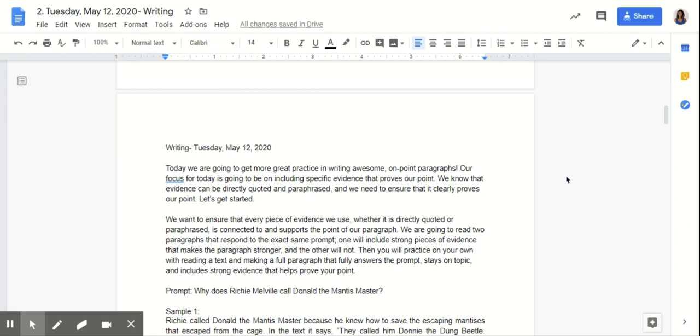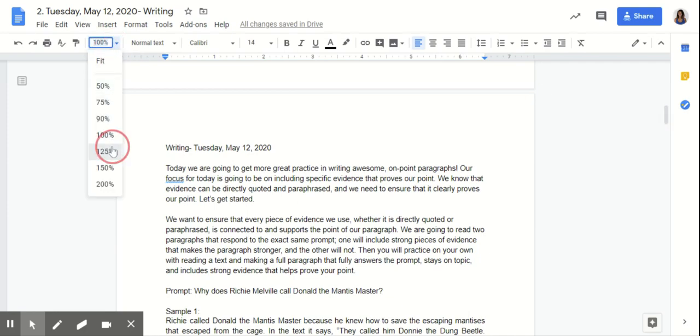And of course, we're going to go through these examples and it will show you how it should be done. So for starters, we want to ensure that every piece of evidence we use, whether it's directly quoted or paraphrased, is connected to and supports the point of our paragraph. So we are going to read two samples that respond to the exact same prompt. One will include strong pieces of evidence that makes the paragraph stronger, and the other will not. Then you will practice on your own with reading a text and making a full paragraph that fully answers the prompt, stays on topic, and includes strong evidence that helps prove your point within that paragraph, because we've already been working on these things, so we should see them done today.